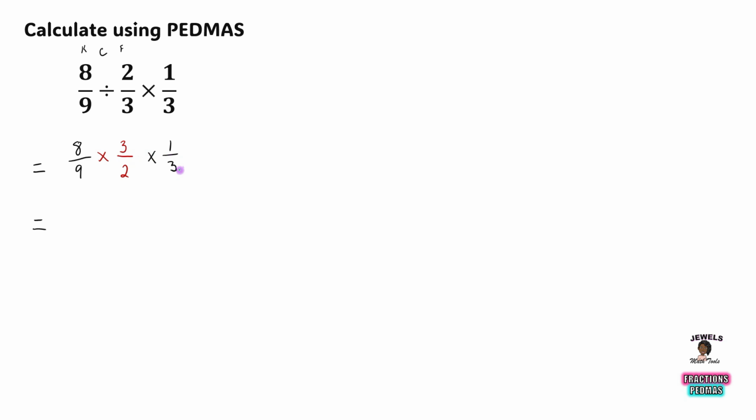So I'm going to divide my 3 into 3. So I will divide 3 by 3, which will equal 1. And I will also divide my 3 in my numerator by 3, which will cancel and leave 1. Next, I'm going to divide my 2 into my 8. So I will divide 2 by 2. So 2 divided by 2 will equal 1. And 8 when divided by 2 will equal 4.